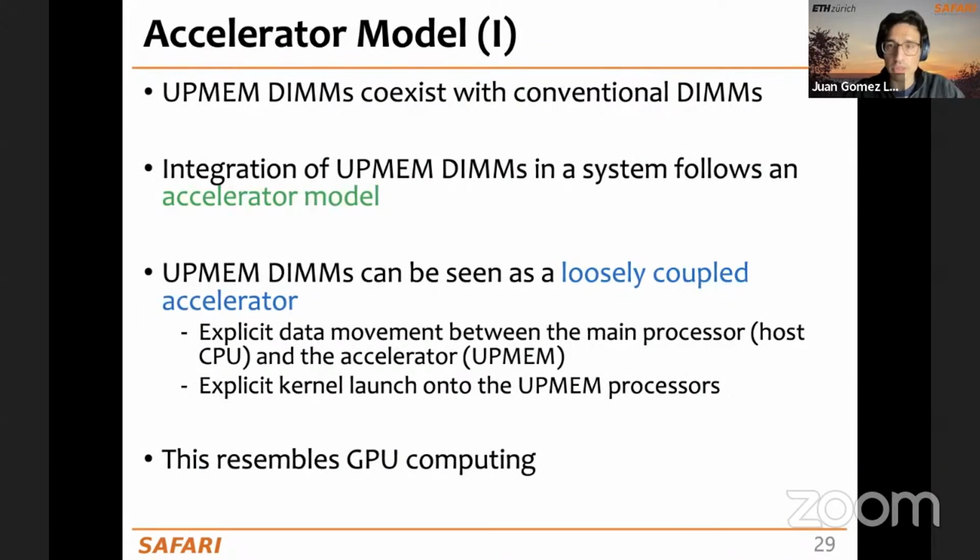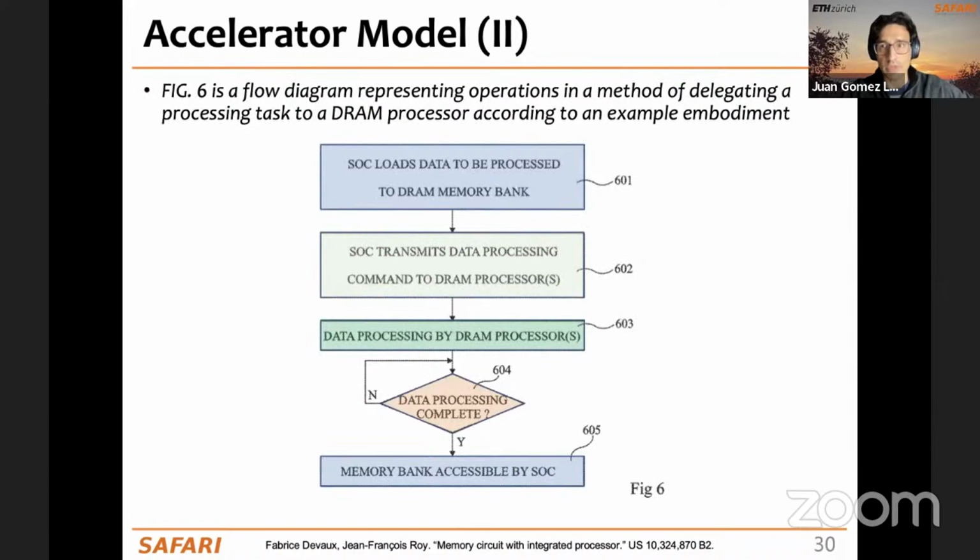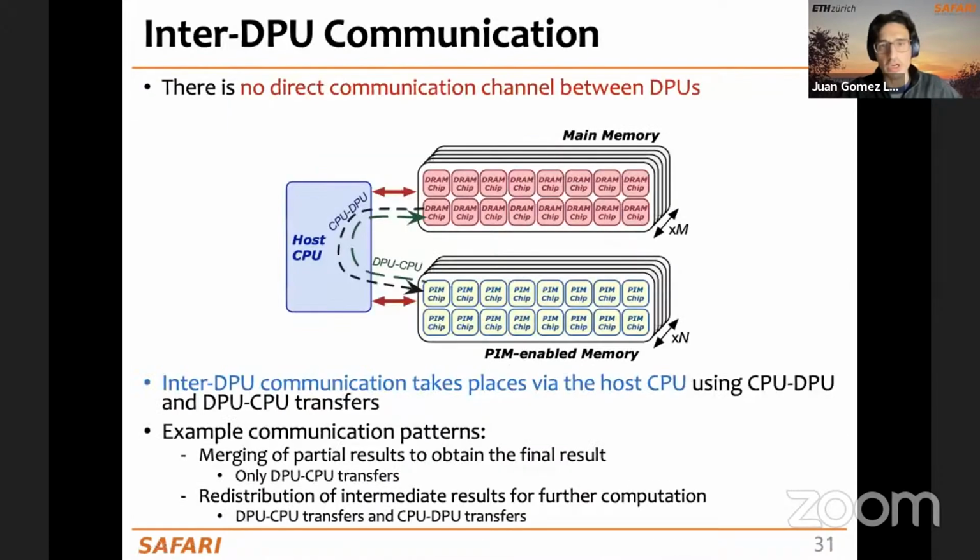Remember as well that programming the UPMEM PIM system requires us to use the accelerator model, because we have to explicitly move data from the memory of the host processor to the memory of the accelerator, and we need to explicitly launch the execution of the kernel onto the UPMEM processors. Here is a flow diagram of how this happens. While the data is being processed by the DRAM processors, by the DPUs, the CPU doesn't have access to the MRAM banks, but is continuously checking for the completion of the kernel.